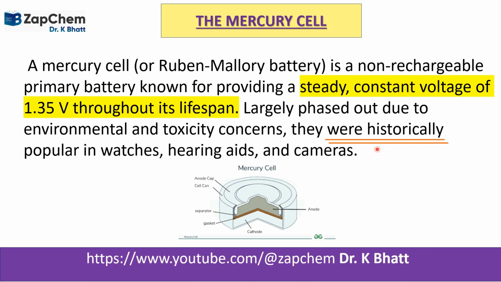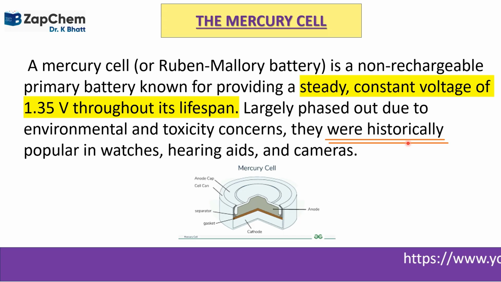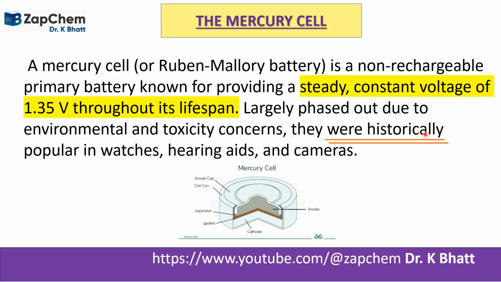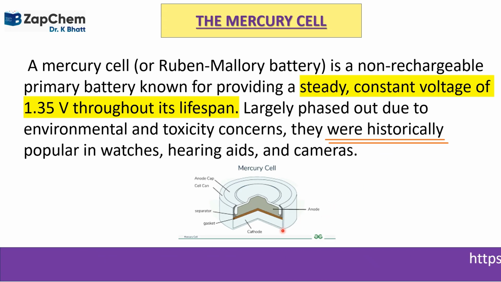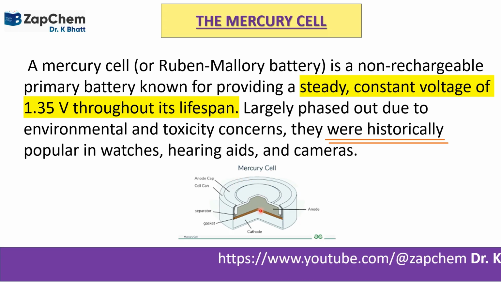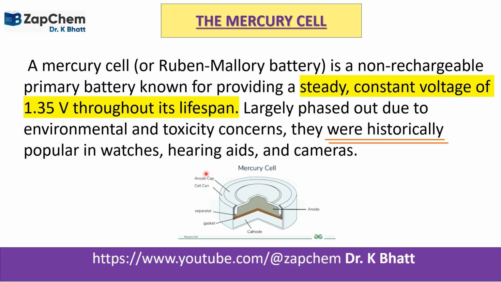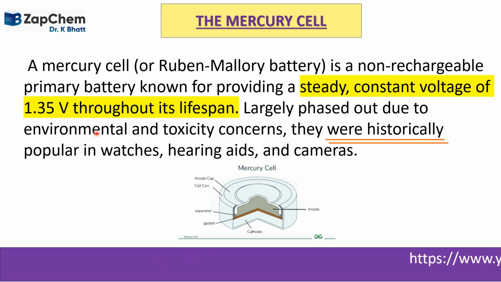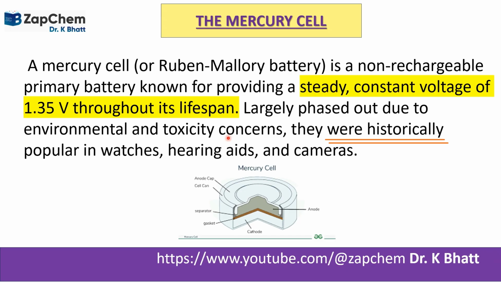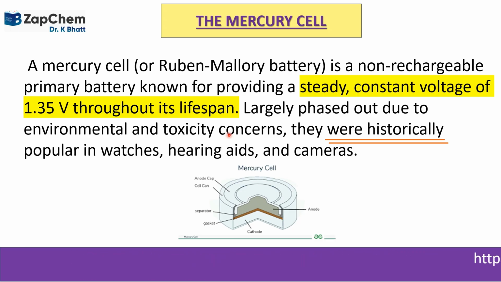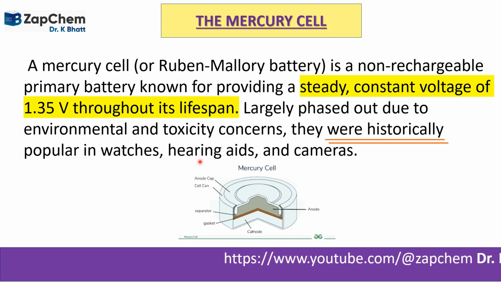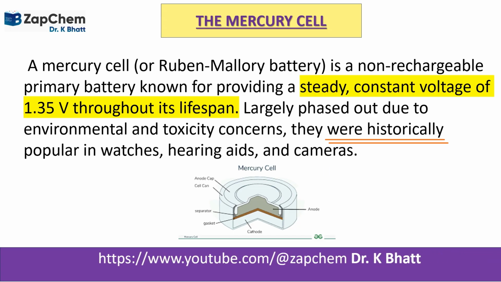And of course, now we use the word historically. It has now become obsolete. Why? The reason is that we use a toxic chemical known as mercury, and mercury is toxic. It has environmental hazards, and therefore it is now not very common. We get other types of button cells. So this becomes popular in watches, hearing aids, and cameras.